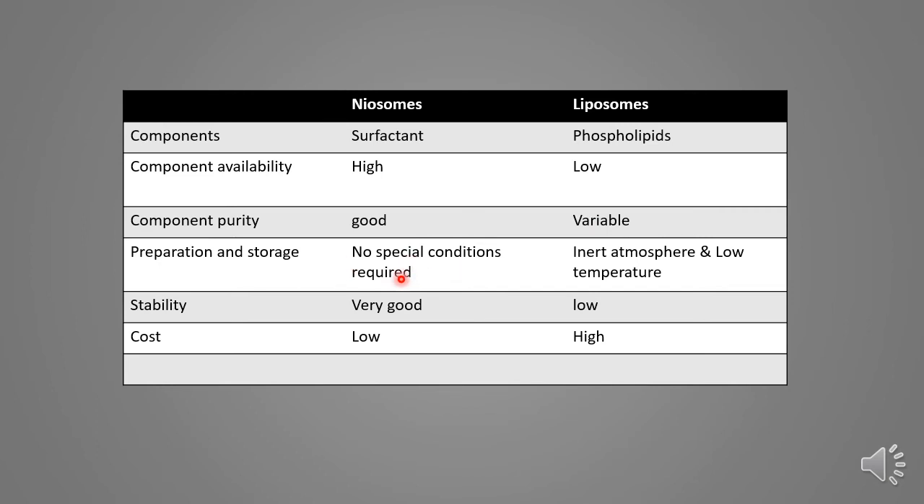No special conditions are required for the storage of surfactants, while an inert environment and low temperature are required for the storage of the phospholipids. They are highly stable and the cost is low for the surfactant to produce neosomes, while the stability is low for the phospholipids and lipid for liposomes, and they are highly expensive compared to the neosomes.